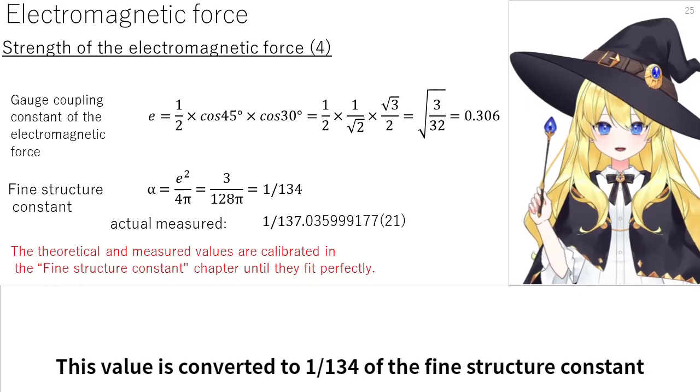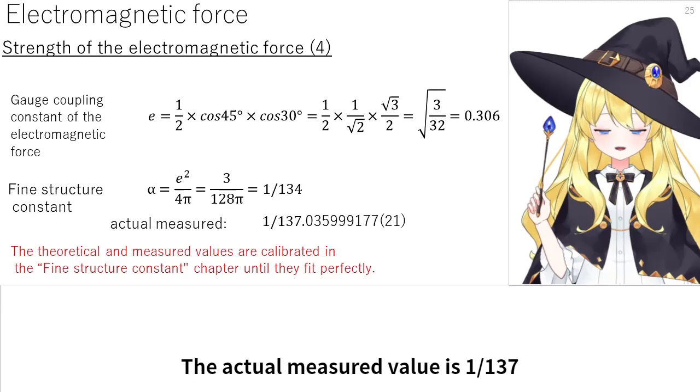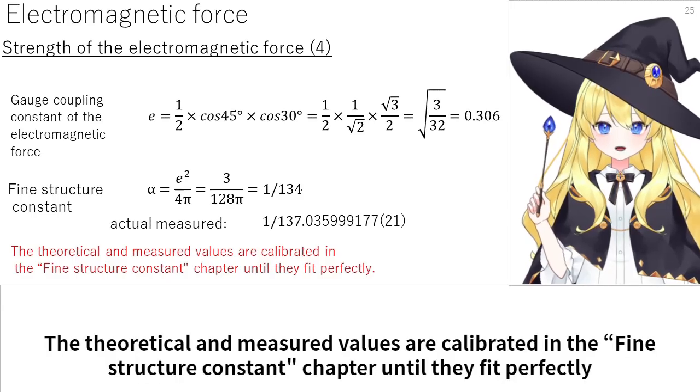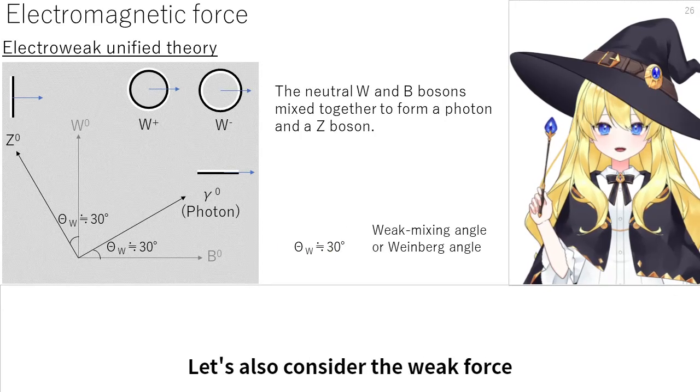This value is converted to 1/134 of the fine structure constant. The actual measured value is 1/137. The theoretical and measured values are calibrated in the fine structure constant chapter until they fit perfectly. Let's also consider the weak force.